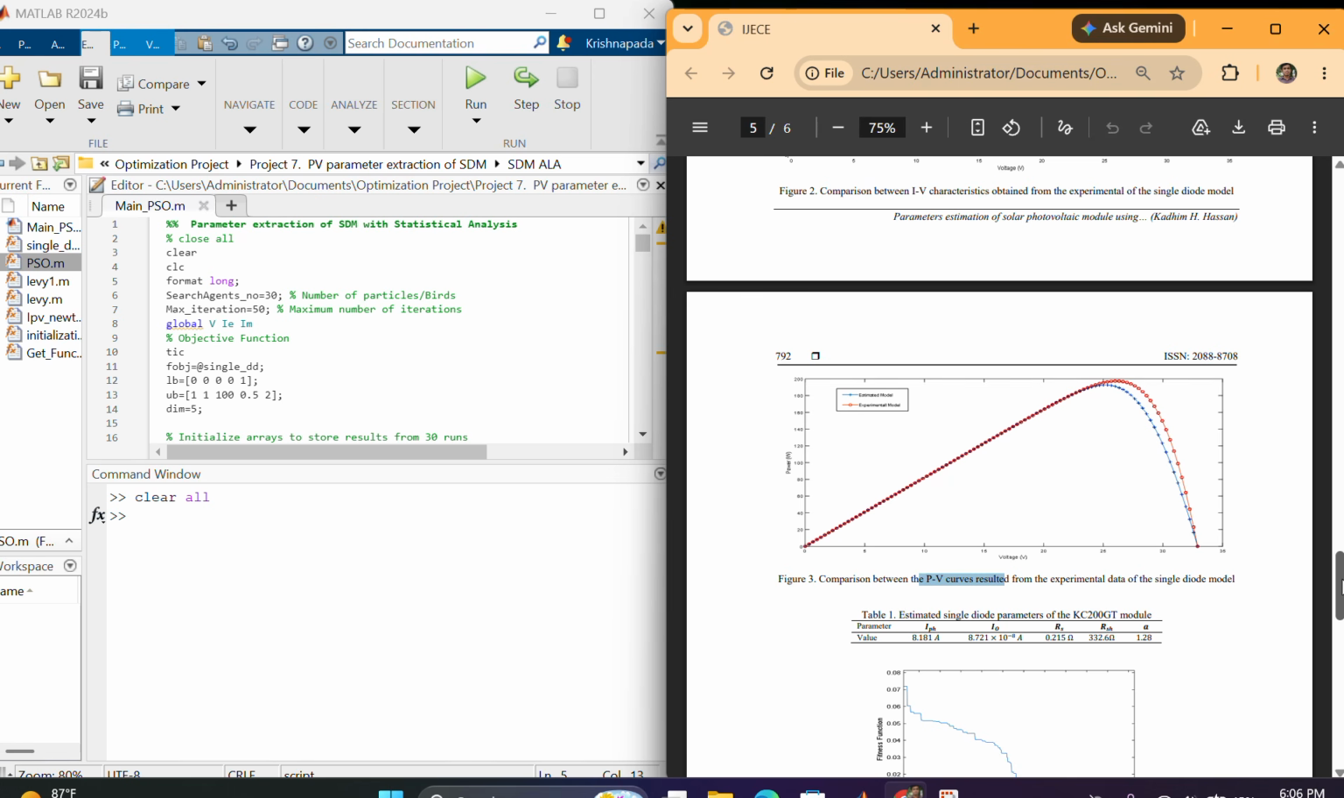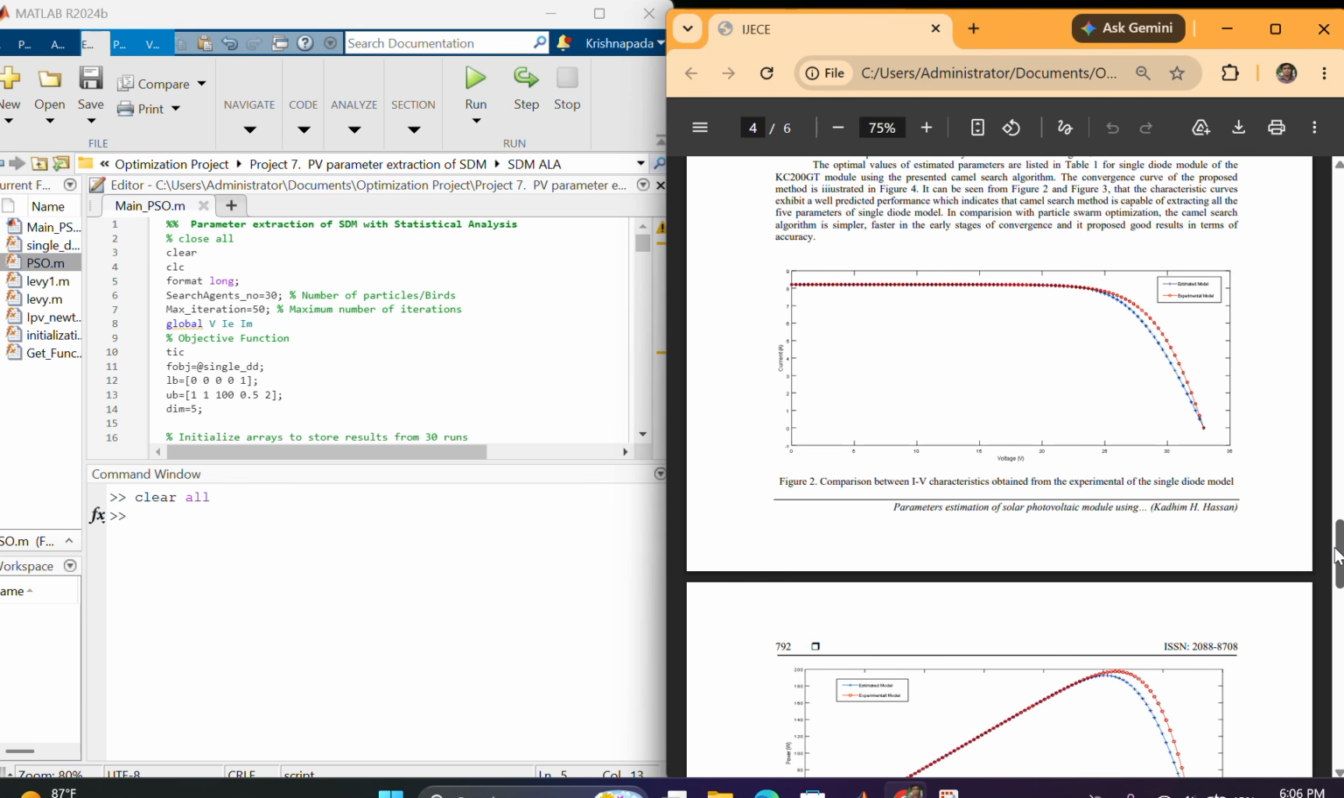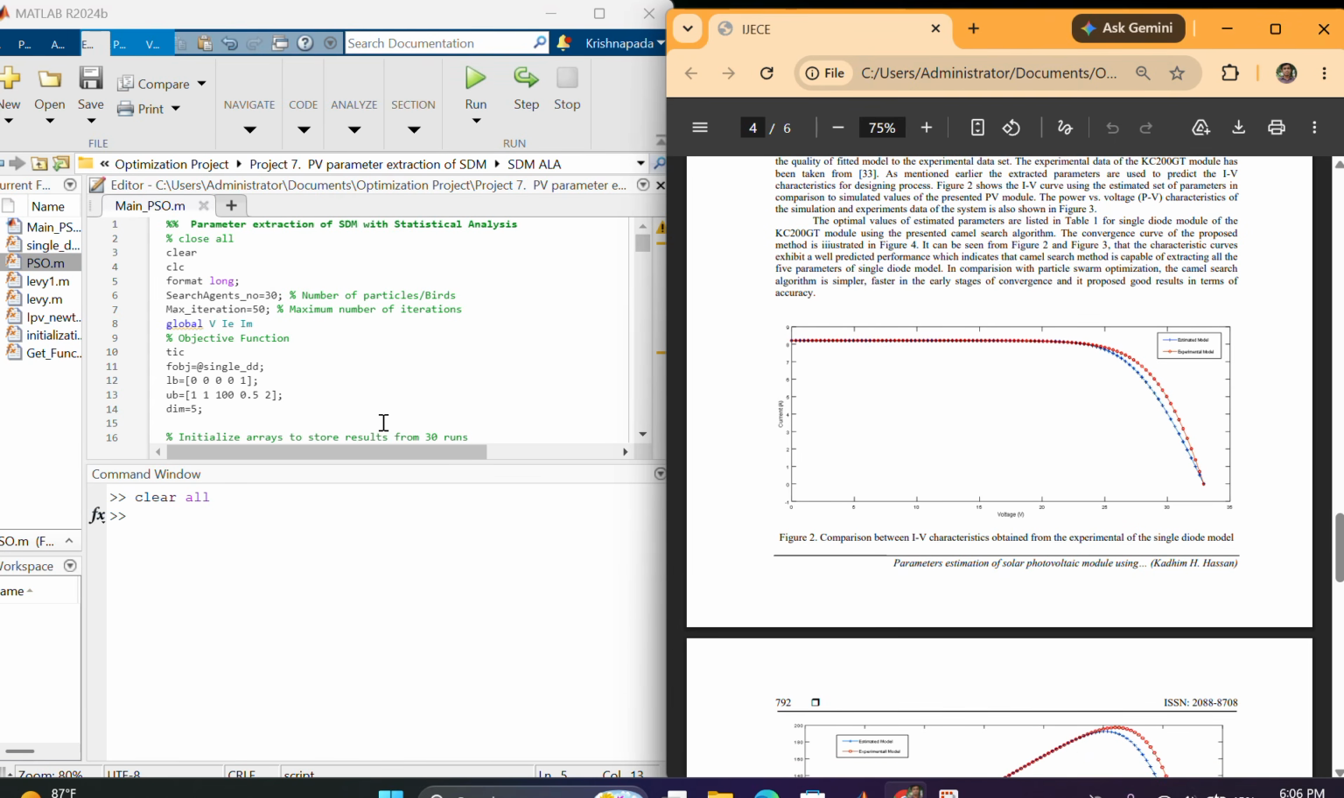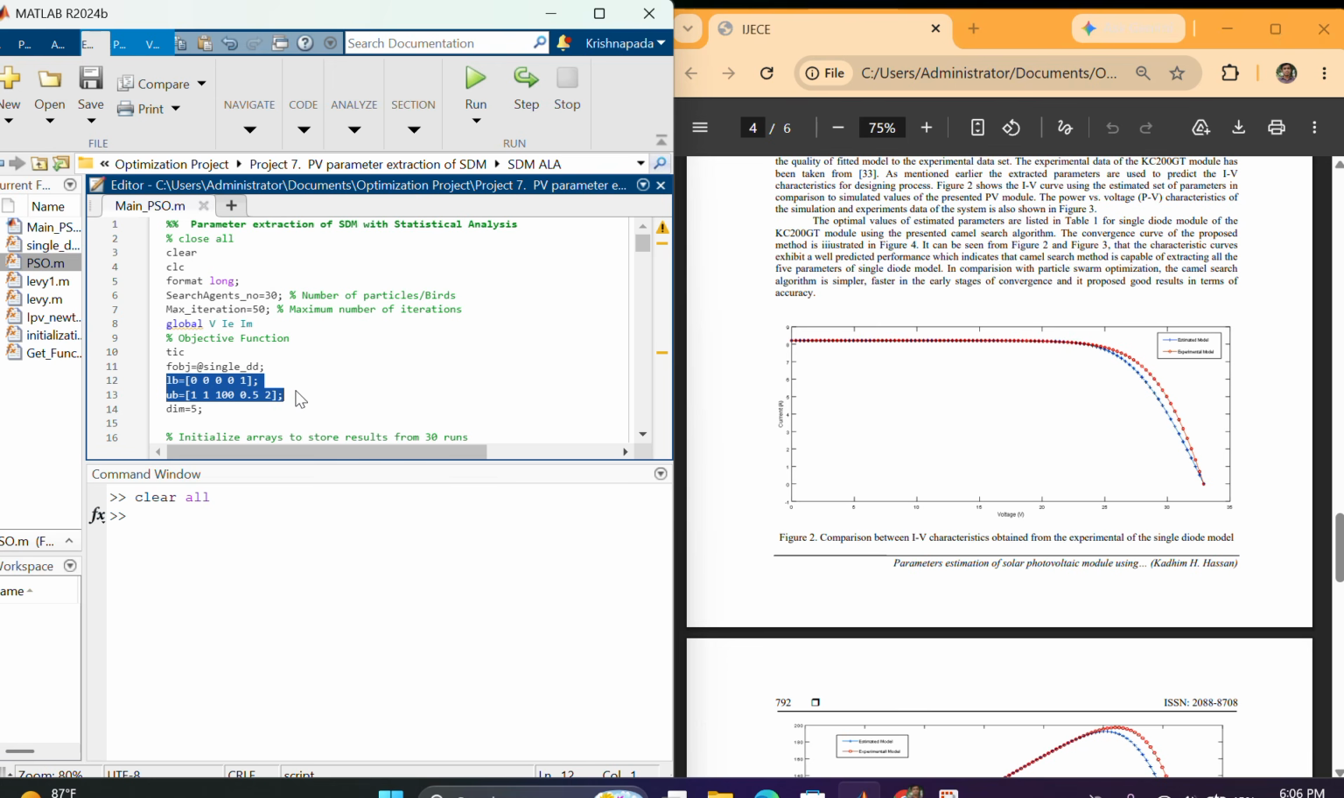This work considered the RTC France solar cell, where lower and upper parameter bounds are fixed for the RTC France solar cell dataset. Lower and upper bounds. Here the dimension is 5. Here 5 dimensions are used. The maximum number of iterations is set to 50 to ensure faster simulation. However, increasing the iteration number can further enhance accuracy, improve convergence, and reduce estimation error.